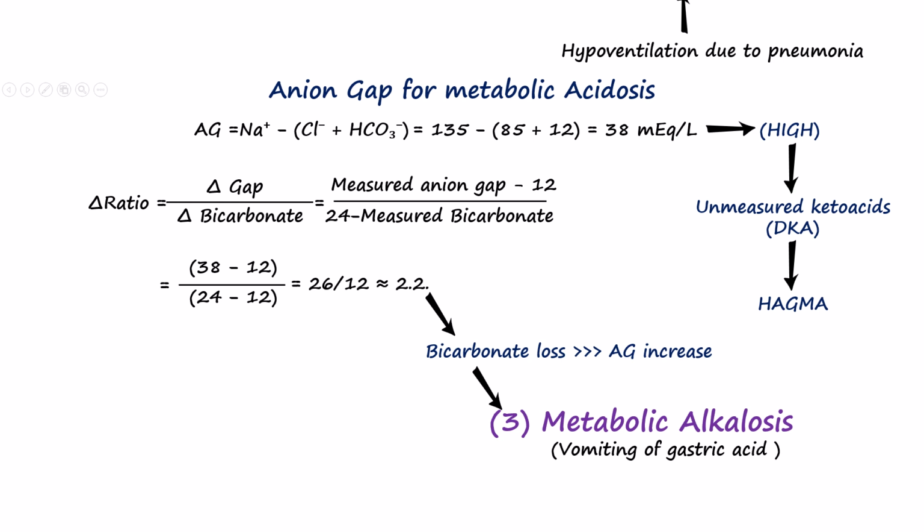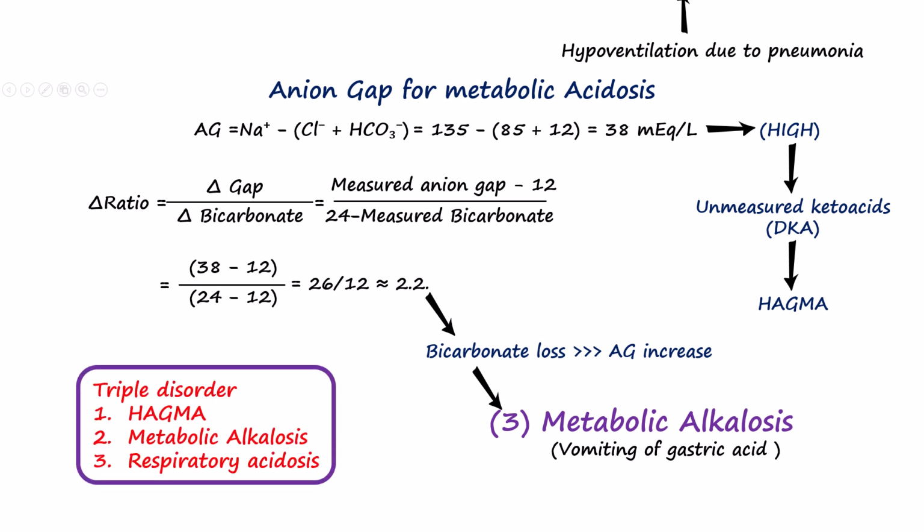So in summary, this patient had a high anion gap metabolic acidosis, likely due to diabetic ketoacidosis, a secondary metabolic alkalosis from vomiting, and a tertiary respiratory acidosis, which was caused due to inadequate respiratory compensation or hypoventilation.